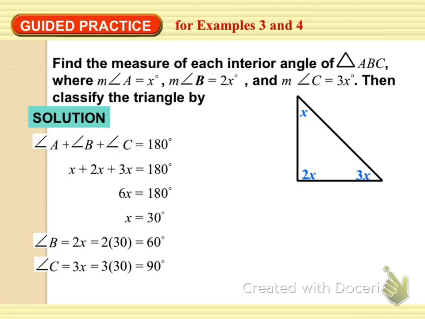And that's going to be similar to what I'm going to ask you to do in your homework. I'm going to give you possibly expressions for each angle. You know that you add all three up and they equal 180. And then you can solve for x and for the angle measures.